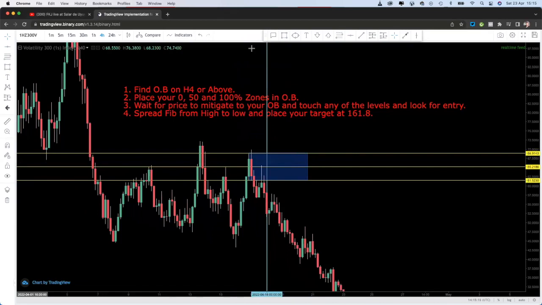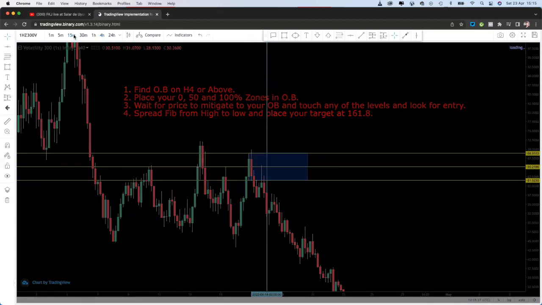Then wait for price to mitigate to your order block and touch any of the levels and look for entry. Obviously price got out of the order block, gave us the impulse move, and then mitigated back to the order block. When it does this, you need to go to the lower time frame. When I find my order block on the H4 time frame, I usually look for entries on the M15. So you just go to M15.